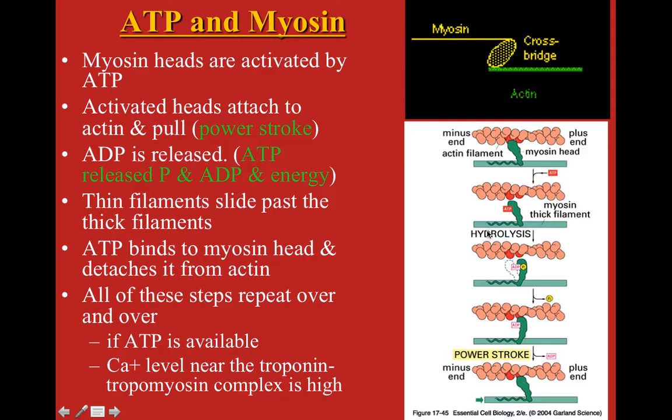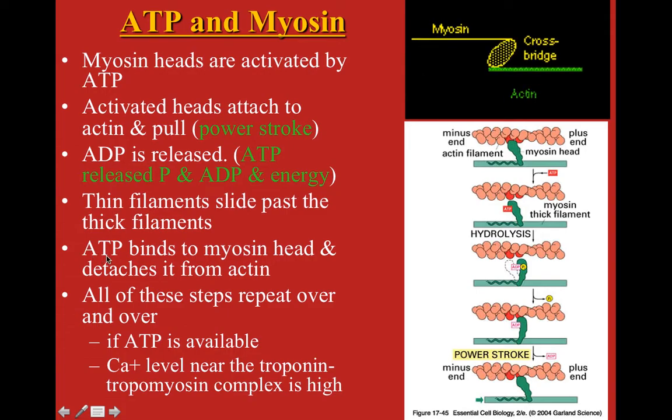What happens is the ATP is hydrolyzed and we end up with ADP and a phosphate group. All right. So the activated heads attach to actin. We know that. And pull. That's called the power stroke. Remember, that was like step 3 of the muscle contraction process. When the phosphate and then the ADP, adenosine diphosphate, are released, energy is given off. The thin filaments then slide past the thick filaments with the power stroke itself.